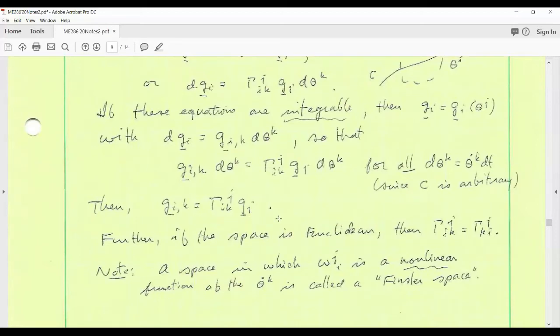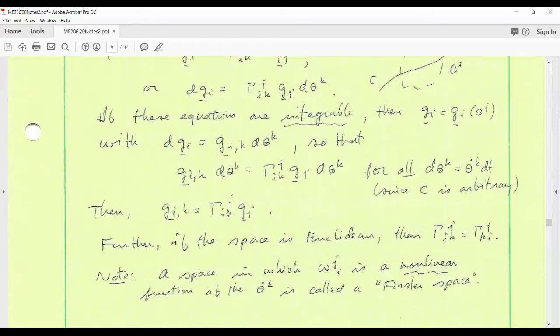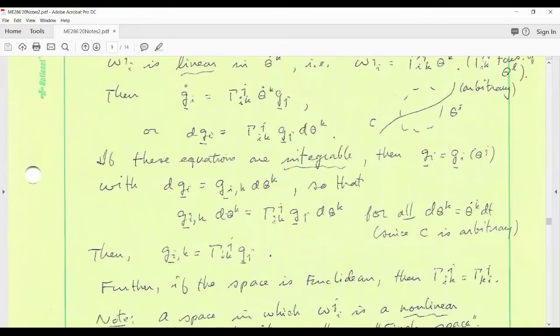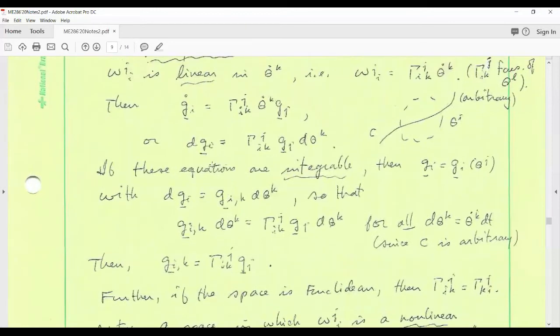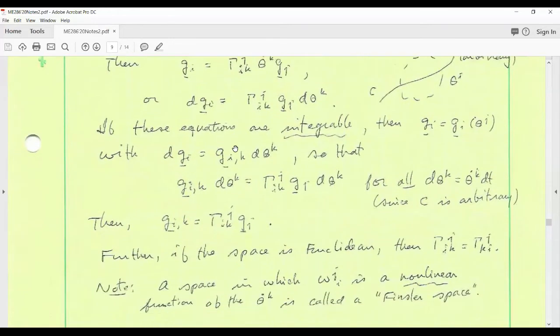If we stipulate in addition that our space is Euclidean, then the connection coefficients are symmetric in the subscripts. By the way, this certainly holds in our Euclidean space with a symmetric connection, because that's how we constructed these in the first place, by starting with Euclidean space. In a Riemannian space, this does not generally hold. And so in a Riemannian space, these equations are not integrable, although they can be used to define a derivative of vectors. Okay.